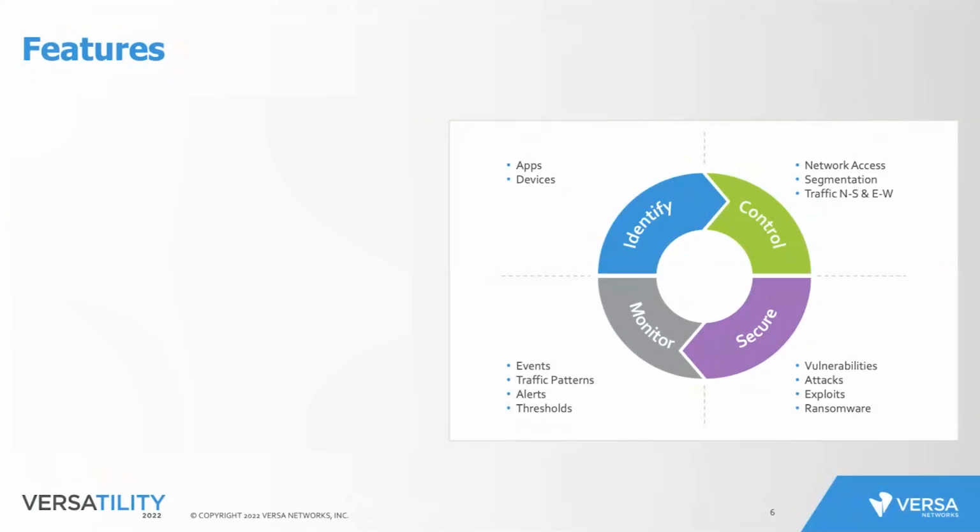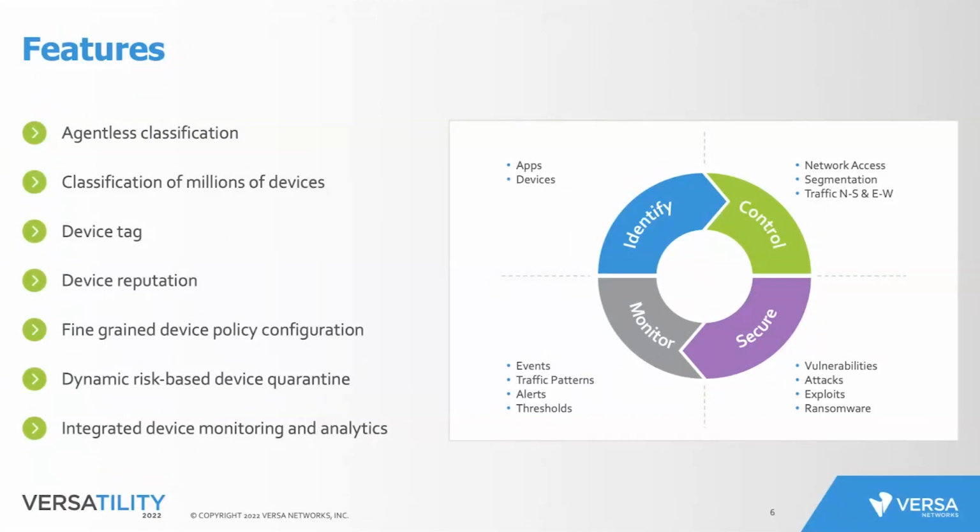The first step to this whole process is discovering and classifying the devices. As part of the classification, Versa offers agentless classification, which means there is no need to install any software on the IoT devices. Versa has the ability to classify millions of devices and associate various types of metadata for the IoT devices, such as device tags and reputation. The device classification and metadata will be used in providing monitoring, analytics, access control, and threat prevention.